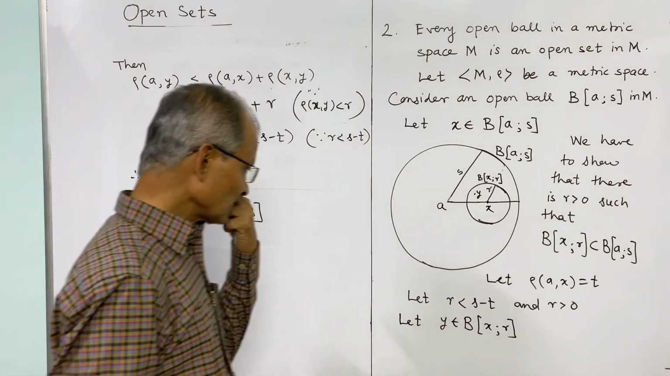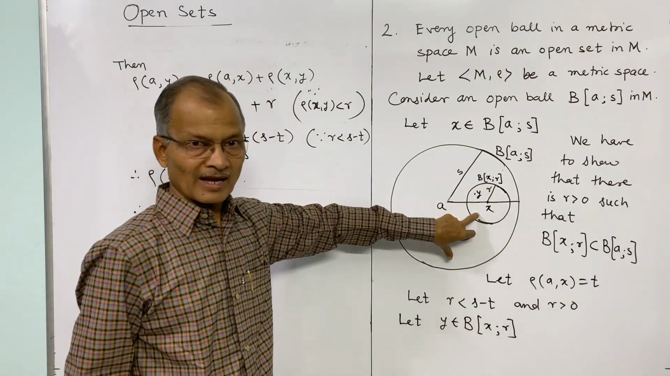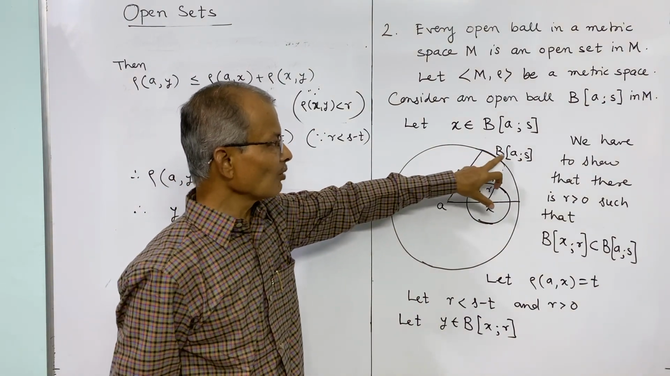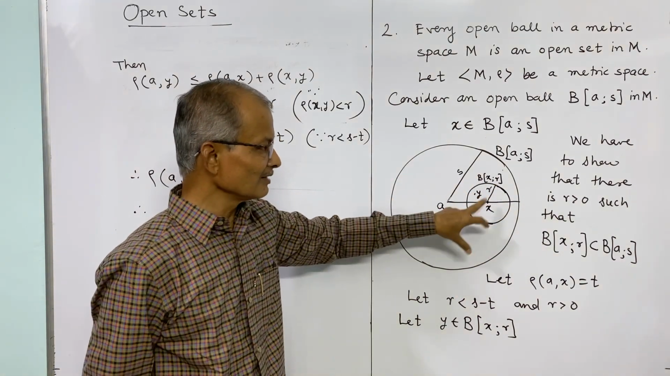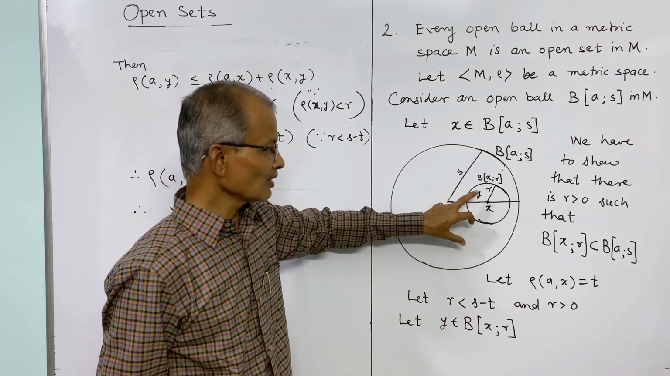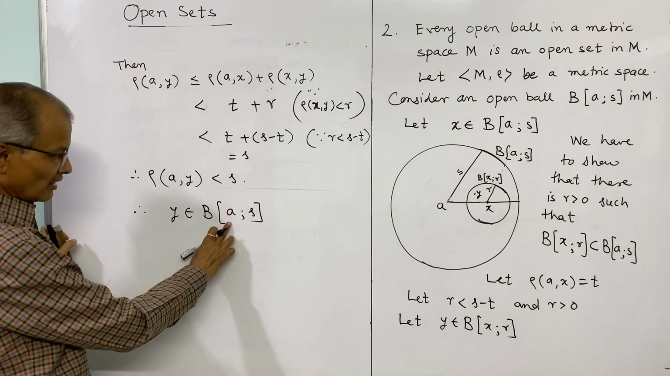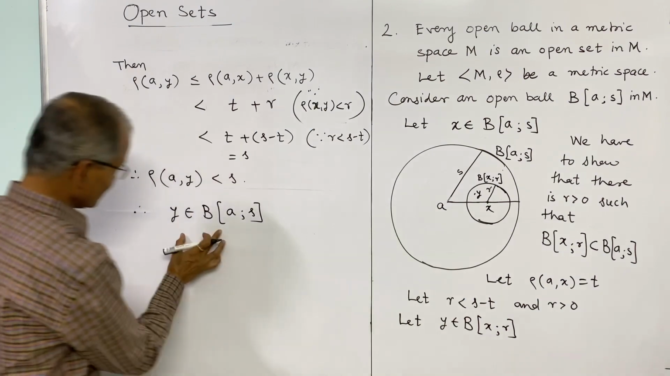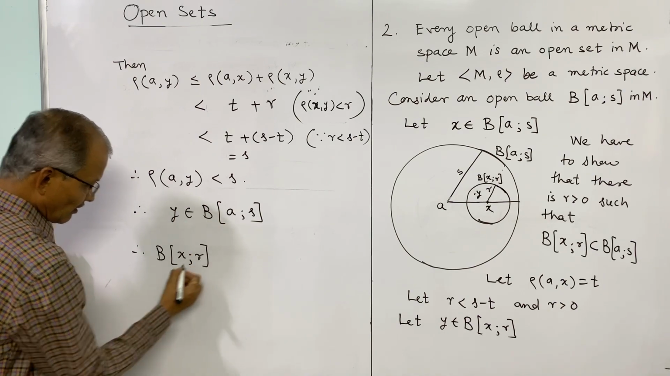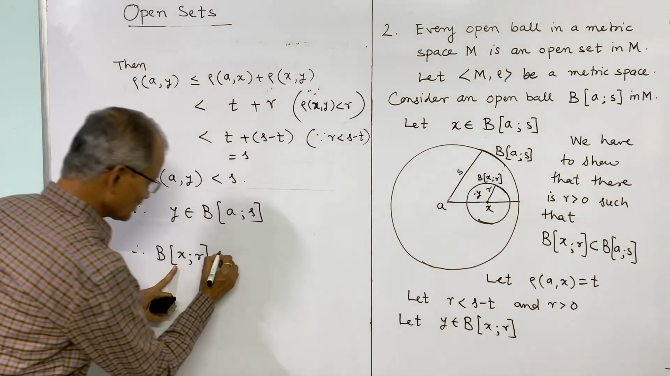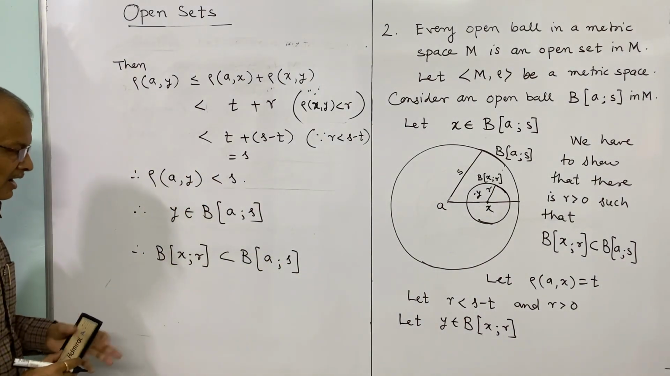And thus we have started with y belongs to the open ball. So y is inside this open ball, and y is also inside the outer open ball. There are two open balls. This is outer, and we have constructed another inside this. And y is in this. So therefore, y is in the open ball of radius s around a. And thus this implies this one, and therefore the open ball B of radius r about x is a subset of the open ball of radius s around a.